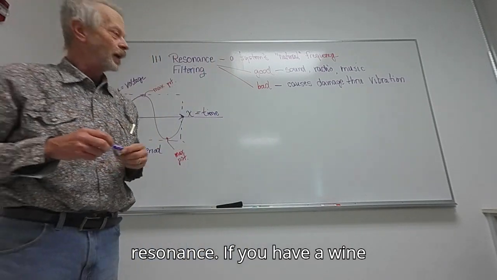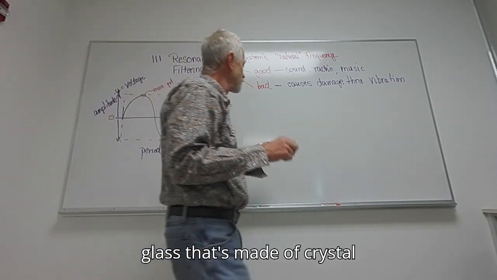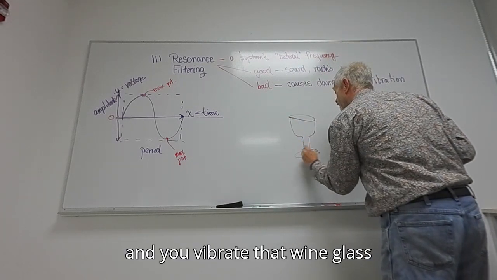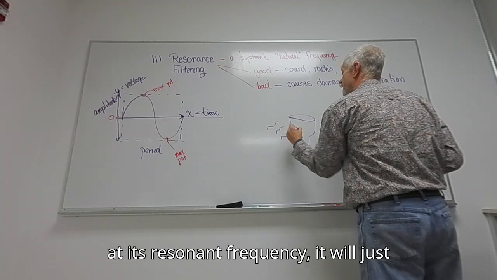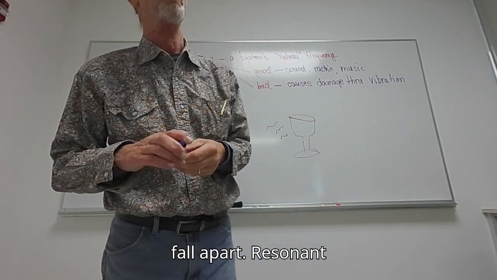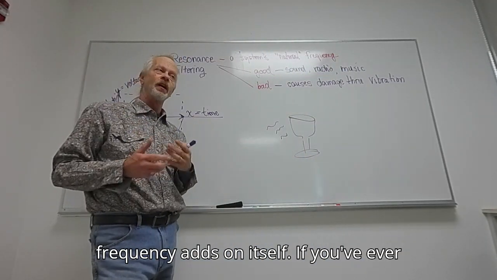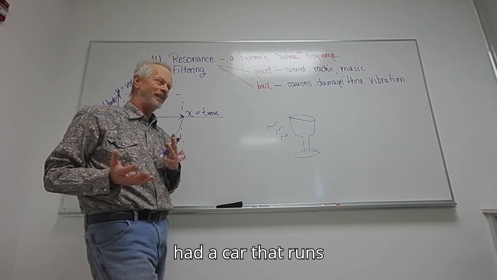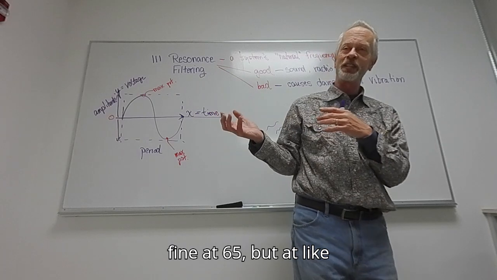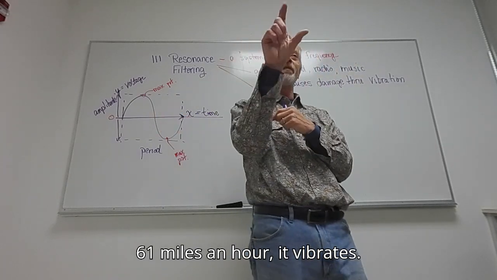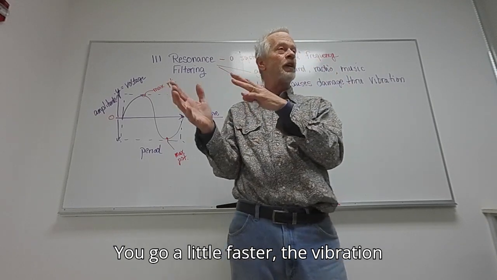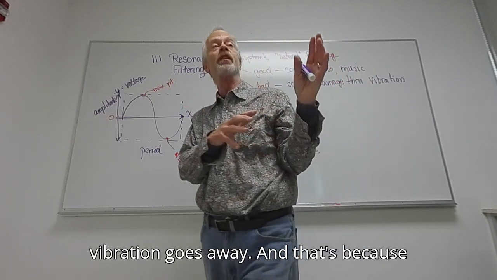If you have a wine glass that's made of crystal, and you vibrate that wine glass at its resonant frequency, it will just fall apart. The resonant frequency adds on itself. If you've ever had a car that runs fine at 55 and runs fine at 65, but at like 61 miles an hour, it vibrates. You go a little faster, the vibration goes away. You go a little slower, the vibration goes away.